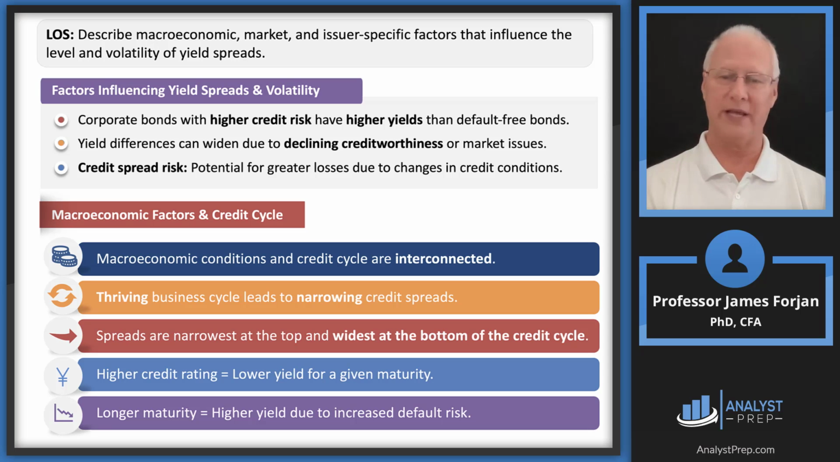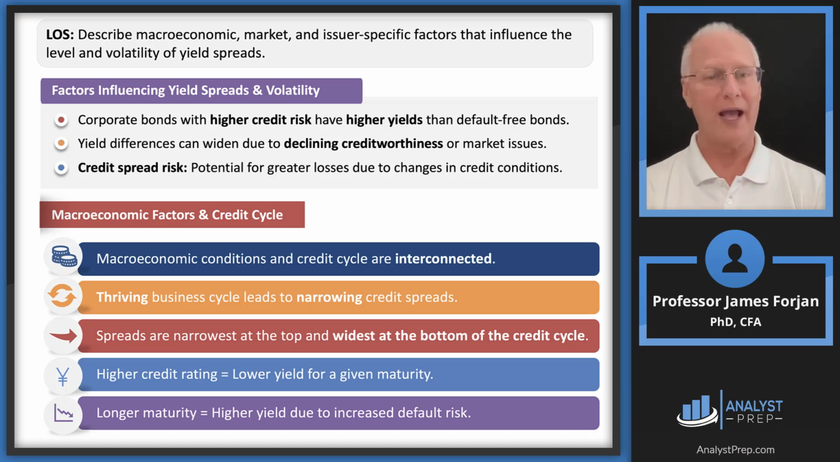Volatile business cycle leads to widening of spreads. And so this is a big deal. That's why even way back when I was in graduate school, the Wall Street Journal reported yields on all these bonds, but then they reported credit, the yield spreads.